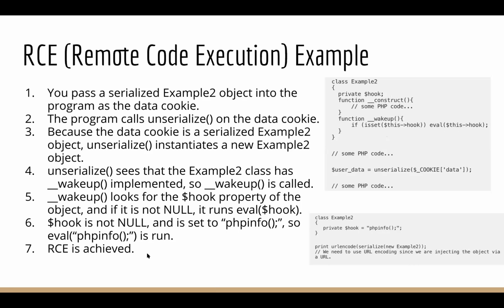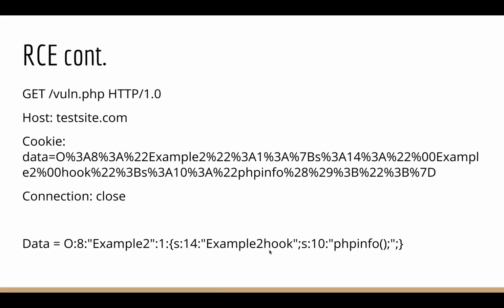And when that's run, then we achieve RCE because you can put any kind of function into here and it will be exploited. So this is how the HTTP request is going to be made. You have the cookie and then you have the data value of the cookie, and this is the URL encoded form of the one below.